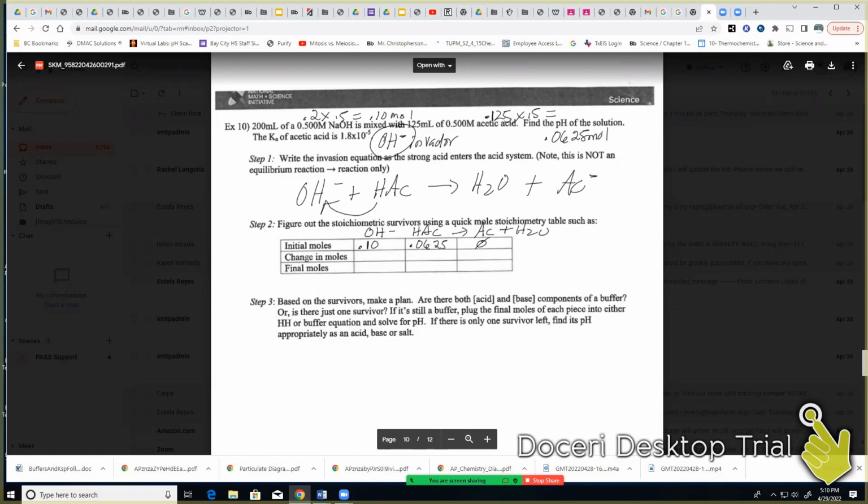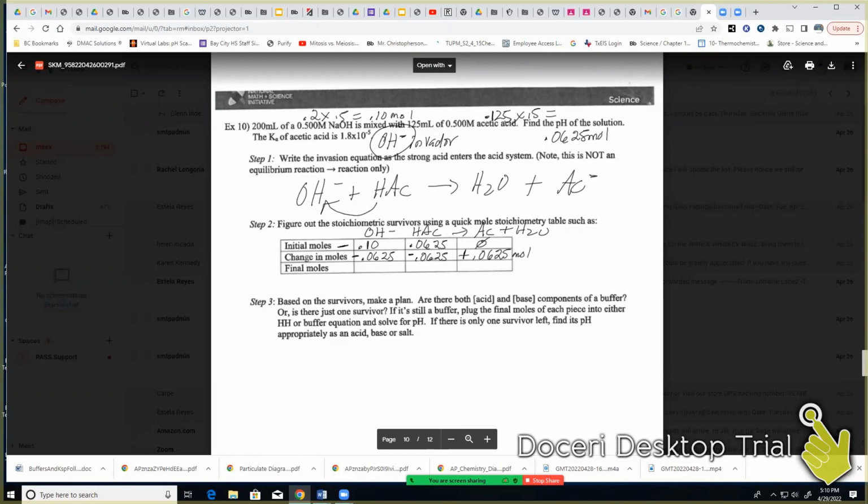Now this one's a little bit different because I have different amounts. In this case, my acetic acid is my limiting reagent, my limiting reactant. It's still a 1-to-1 mole ratio. I can't use all of that 0.1 because I don't have enough acetic acid to work with. So all I have is 0.0625. So I'm going to subtract 0.0625 moles, and I'm going to add 0.0625 moles.